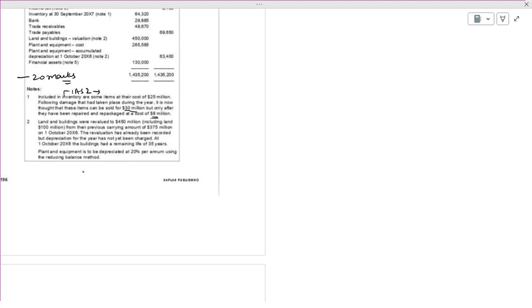Now I will ask about IAS 2. What are the two methods in IAS 2? The cost method. Tell me. Yes. Lower of cost or net realizable value. Okay, lower of cost or net realizable value. It is a 20 marks question, keep it in mind, focus on this.